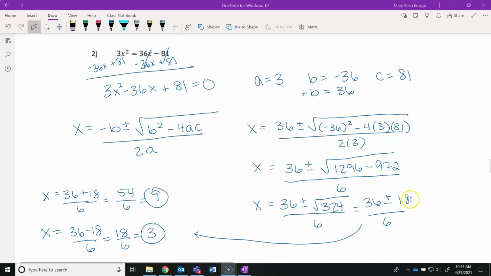Radical 324 is a perfect square, nicely. It's 18. So then I just ran out of space, so I moved over here with my plus and my minus options. And so my two solutions are 3 and 9.